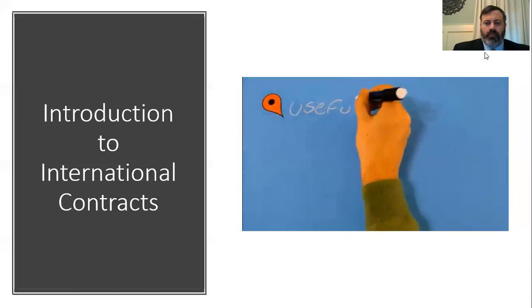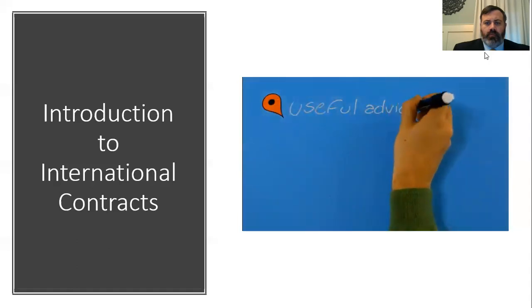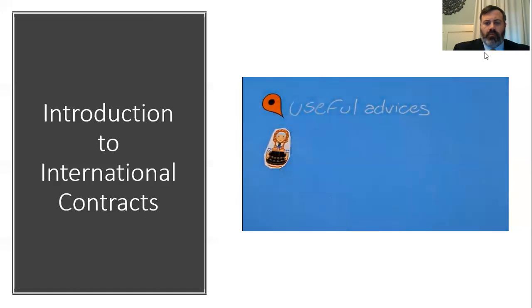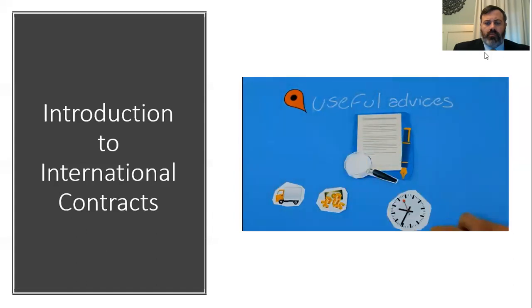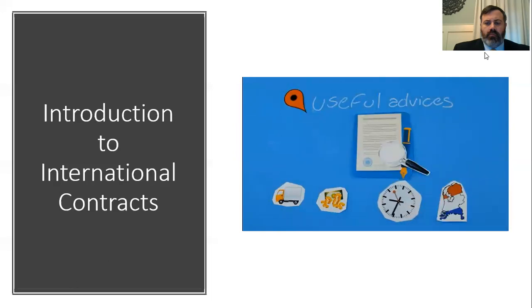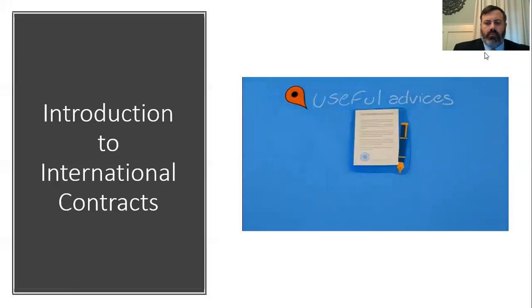Now it's time for some useful advice. First of all, try to divide the text into many clauses. Then, if necessary, split the clauses into subclauses. Then, we need to identify carefully the parties' obligations, like transport, payment, time, and place. Remember to include a hardship clause in order to avoid an excessive burden on one of the parties.